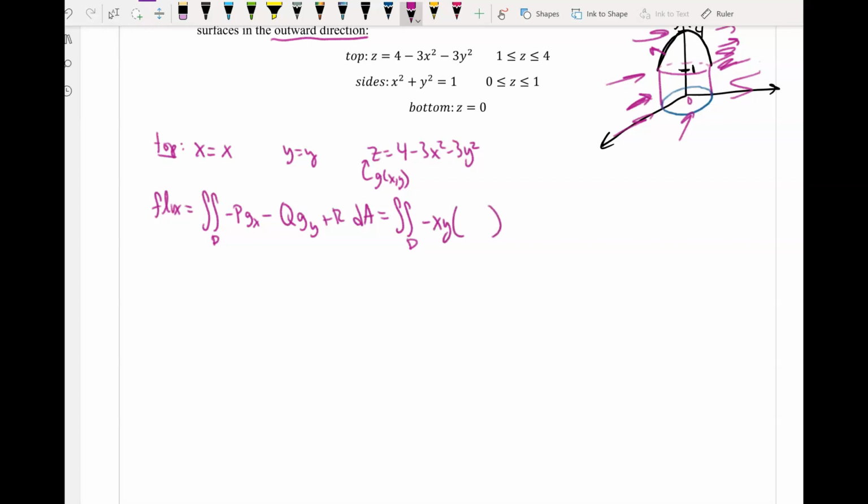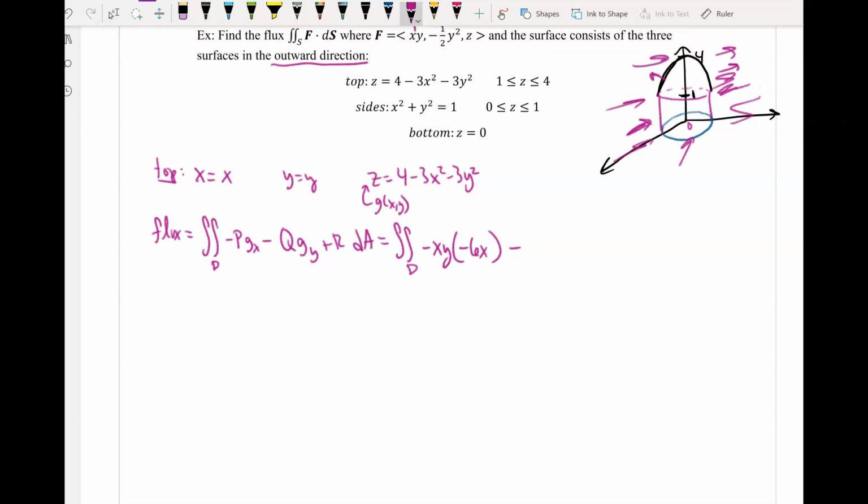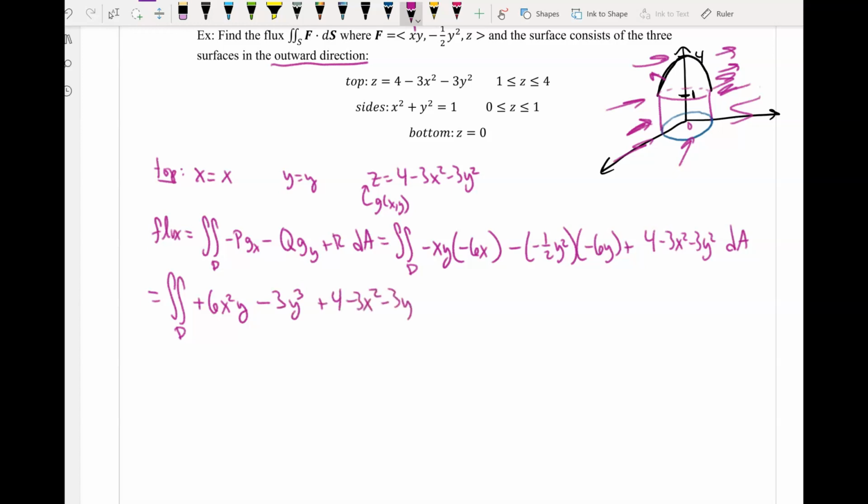P in this case is negative xy, and our partial derivative with respect to x is negative 6x. Q in this case, what was Q? Negative 1 half y squared, and then the partial is negative 6y, plus z. So z is all of this, 4 minus 3x squared minus 3y squared, dA. Let's make this a little nicer. Double integral of positive 6x squared y, positive negative 3y cubed, plus 4 minus 3x squared minus 3y squared. Yay.